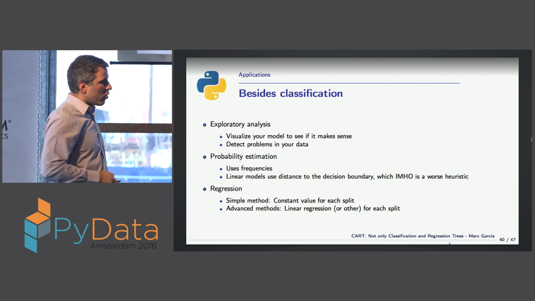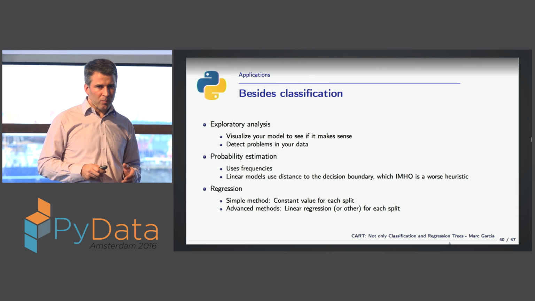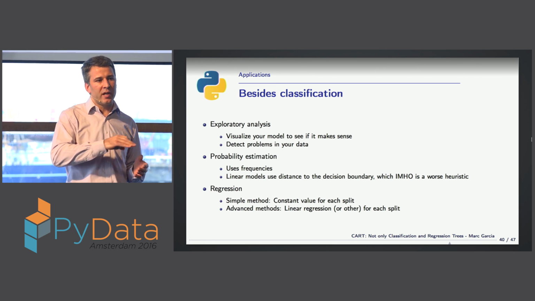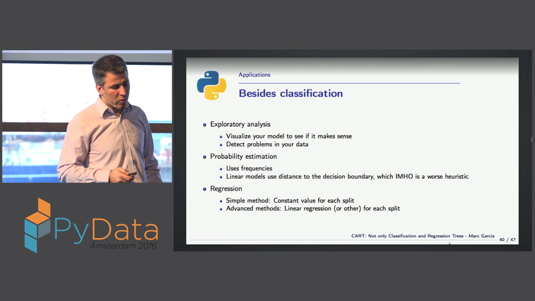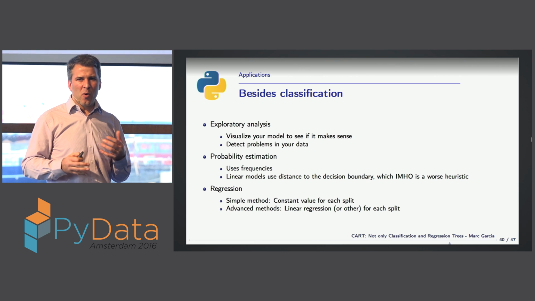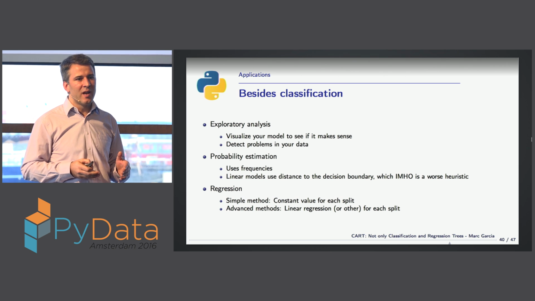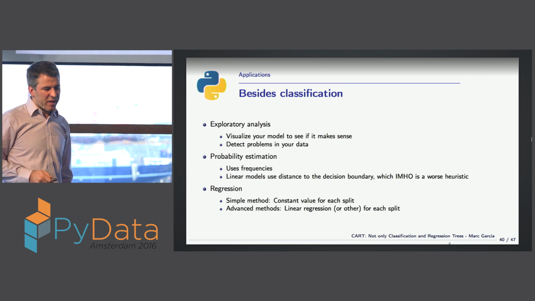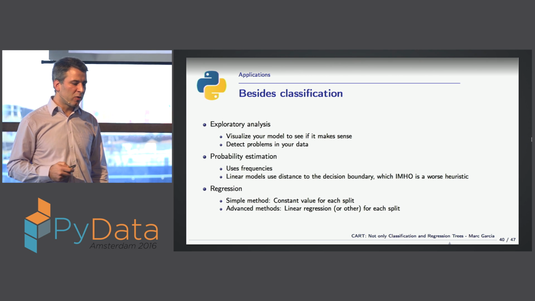Also, we can use it for regression. The idea is more or less the same. We start splitting, and for each split we get the average and give it as the value for the regression. There are also more advanced methods that fit a linear regression in each of the splits. That can be done, but I think it's probably quite expensive in computational terms.